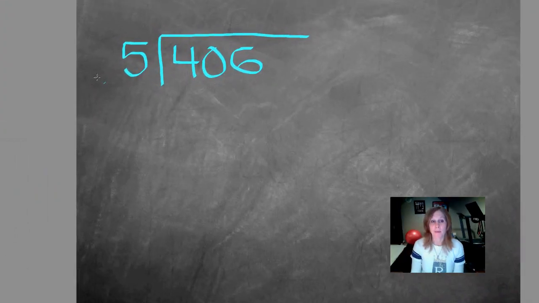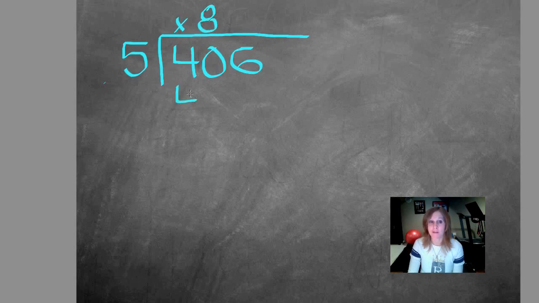So I've written the problem 406 divided by 5, and we're going to begin in the regular way. 5 goes into 4, doesn't, so we'll put an X over that. We'll make the room a little bit bigger and look at 40. 5 goes into 40 8 times, because 5 times 8 is 40. And 40 minus 40 is 0. Now we're ready to bring down the 6.